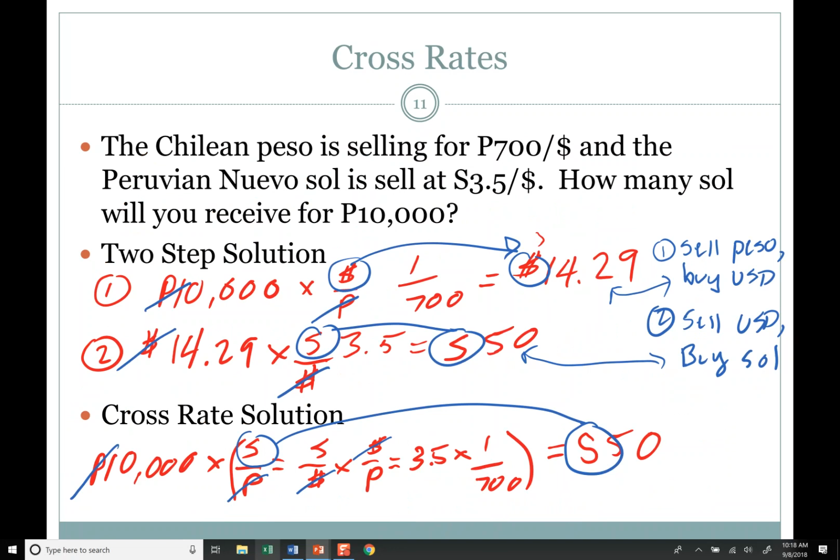Oh my God, cross rates kill people. Here's one where some of you may have to be sacrificed for this problem. The peso is selling for 700 pesos per dollar, quoted indirect for an American, and the Peruvian Nuevo Sol is selling for 3.5 sol per dollar, both quoted against a common currency, the dollar, in indirect terms. However, your company is going to exchange sol for peso.